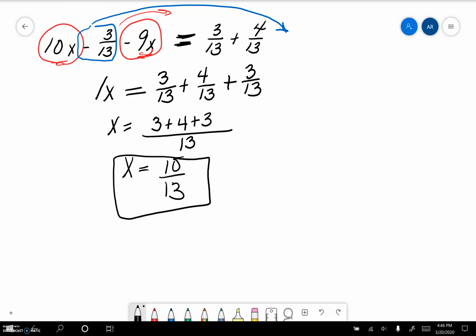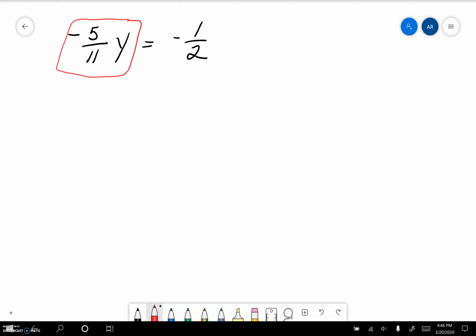Okay, our last one, number 20. Let's get a clean sheet. Here's our final problem. We have negative 5 over 11y, and that equals a negative 1/2. So the first thing I need to do, I start looking at this, I'm like, okay, how do I get this off the y? Because now it's attached by multiplication. It's not attached by addition or subtraction. Well, if that's the case, all you have to do is multiply it by the reciprocal.